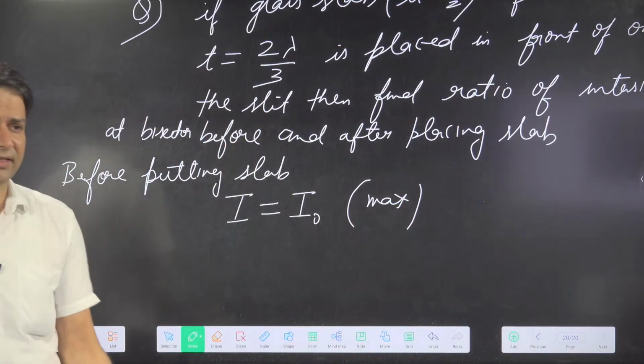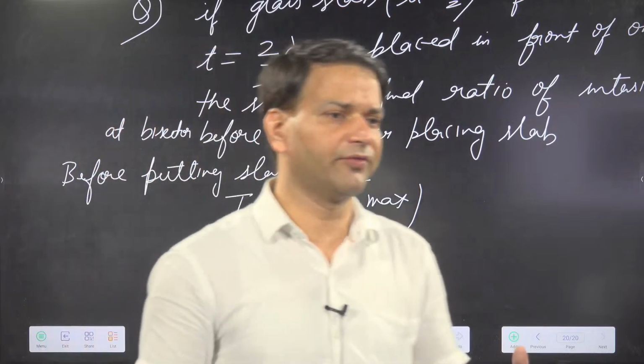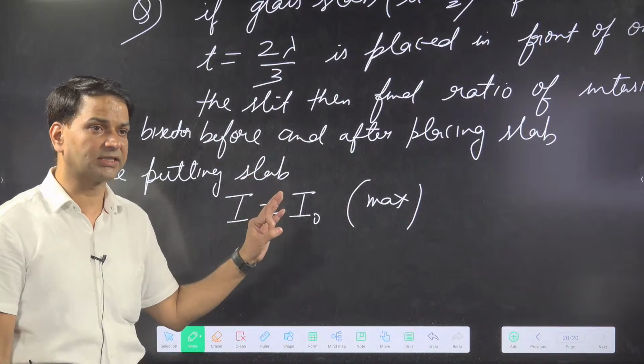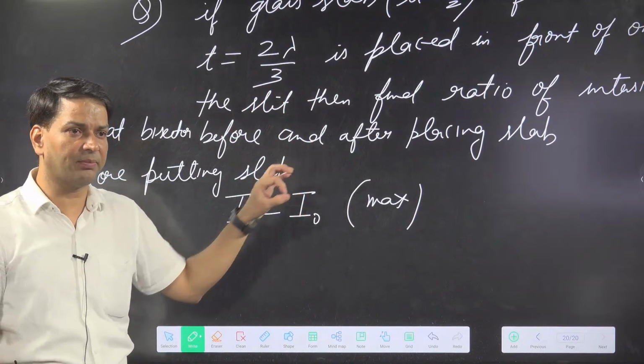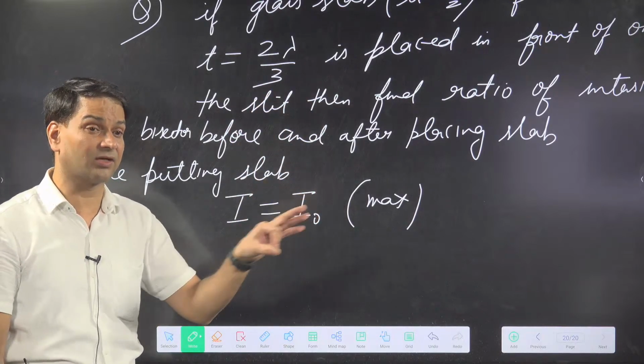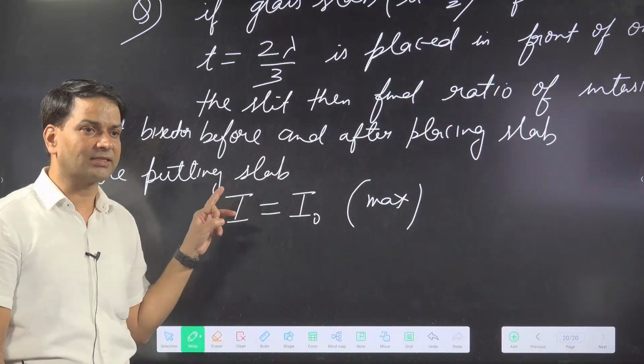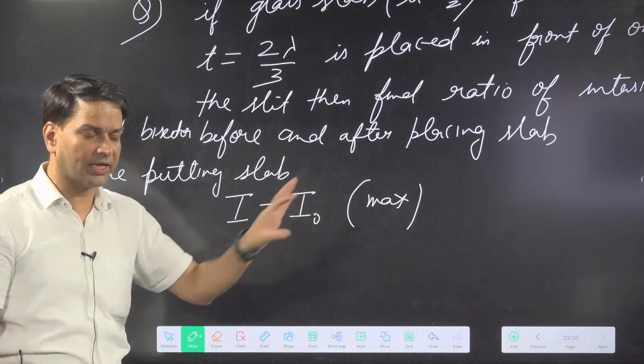Why? Because at the central maxima the path difference is 0, so the phase difference will be 0, so we will get the intensity maximum. So before putting the slab, the intensity at the bisector was the central maxima. So at the central maxima we have the intensity, suppose I naught.